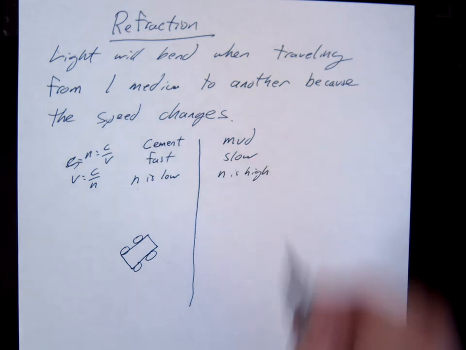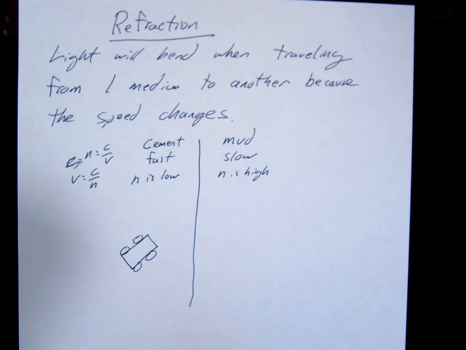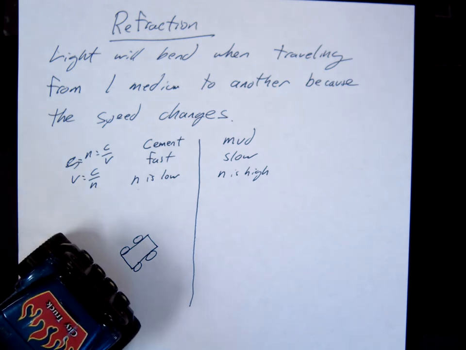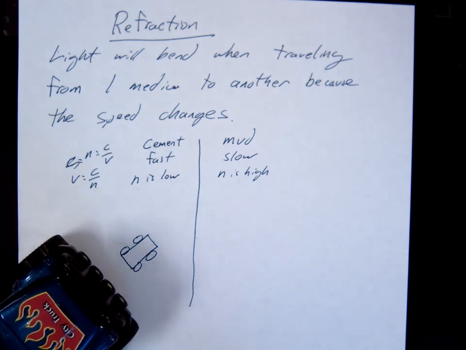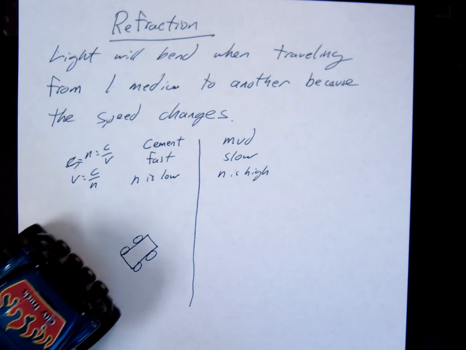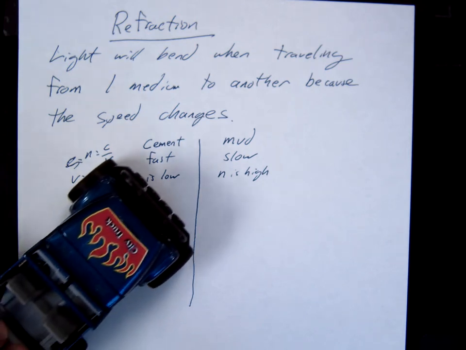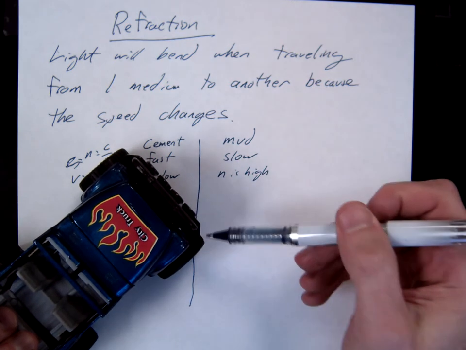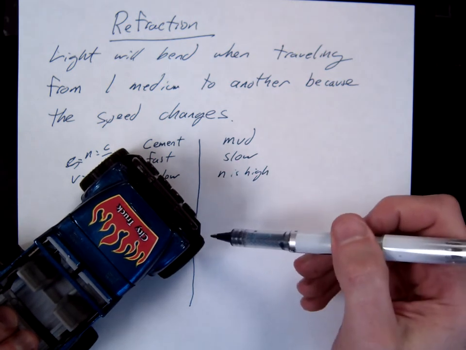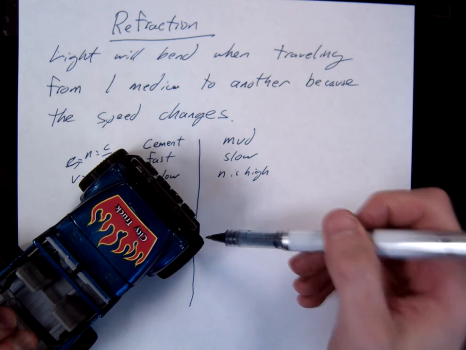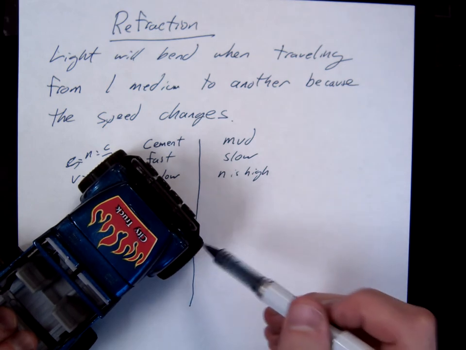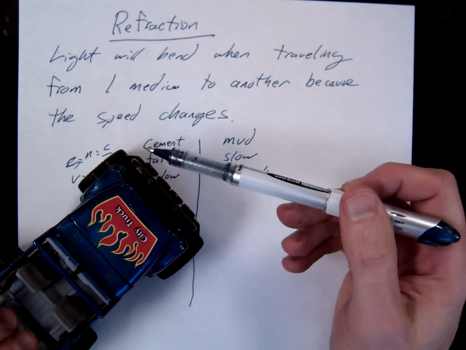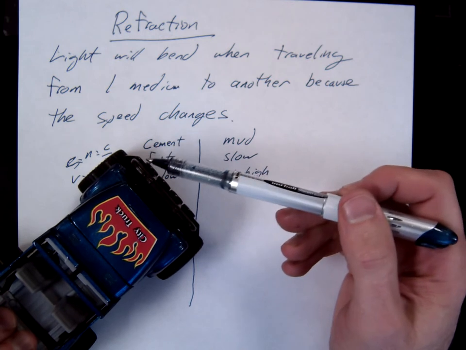So let's just watch the motion of the car here. Our car is traveling down the road. It's traveling on cement, so it's traveling fast. So it's going fast, fast, fast like this. When this end of the car hits the mud, what happens to its speed? Slows down. So the right side of the car is going to now travel slow, whereas the left side of the car is still maintaining its speed.